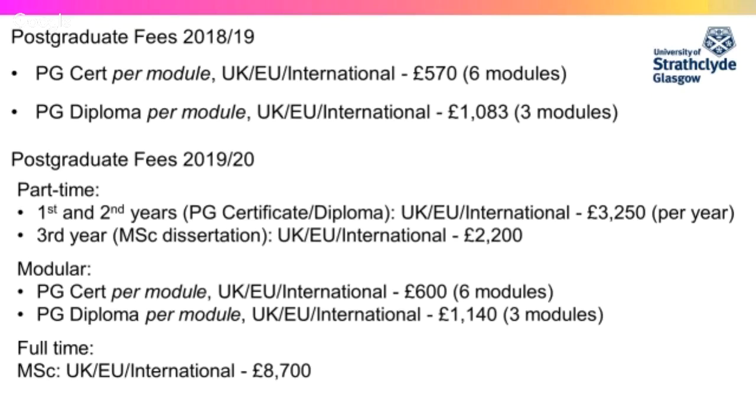So if you're doing the part-time version, so the 3 years, the first and second years are £3,250 per year, and then the MSc dissertation year is less, just over £2,000. And you can see the modular fees there. And again, you take 3 modules per year on the PG Cert, and depending on when you start on the diploma, if you're either starting in October or March, you would take 1 or 2 modules a year.